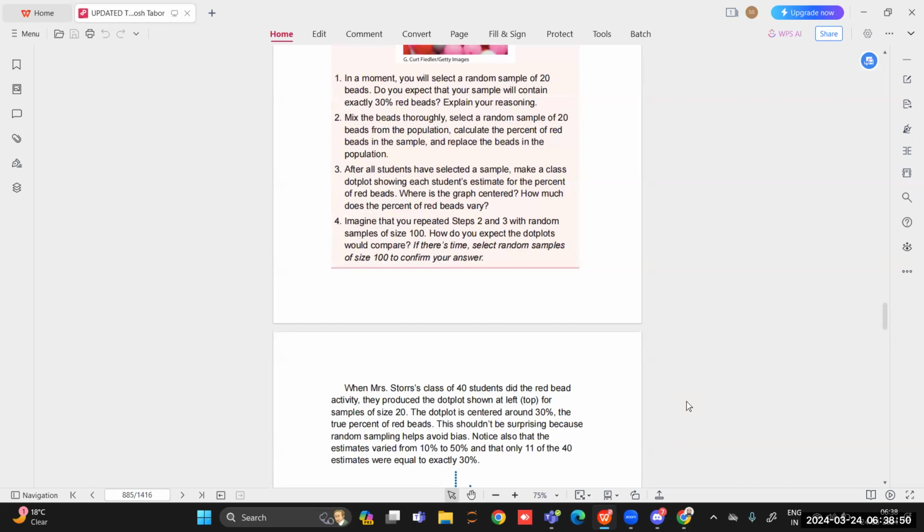Now imagine that you repeat steps 2 and 3 with a random sample of size 100. So what we have done is increase the size of the sample. How do you expect the dot plots would compare?